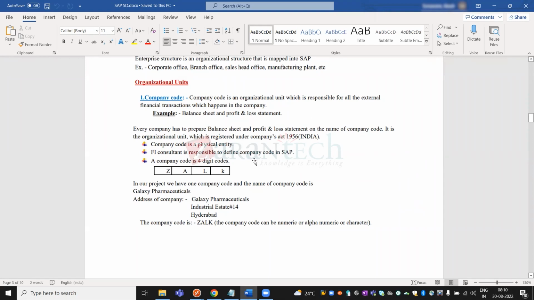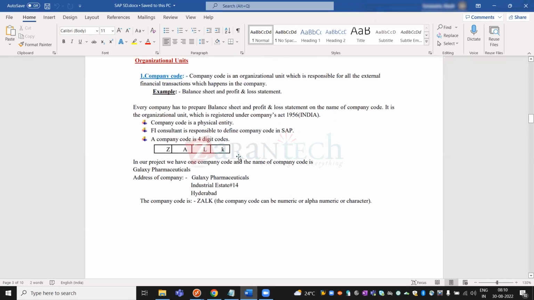In SAP we create the company code. It is a 4-digit code. I will show in the system also what exactly the company code is and how many digits it has. So the company code is a 4-digit code.